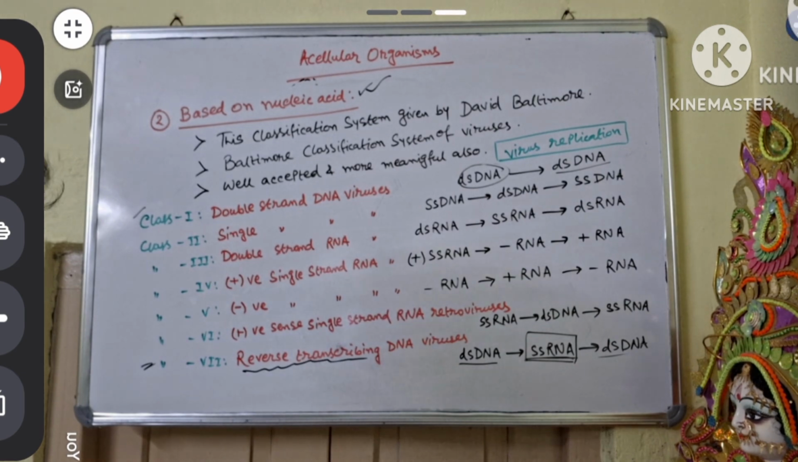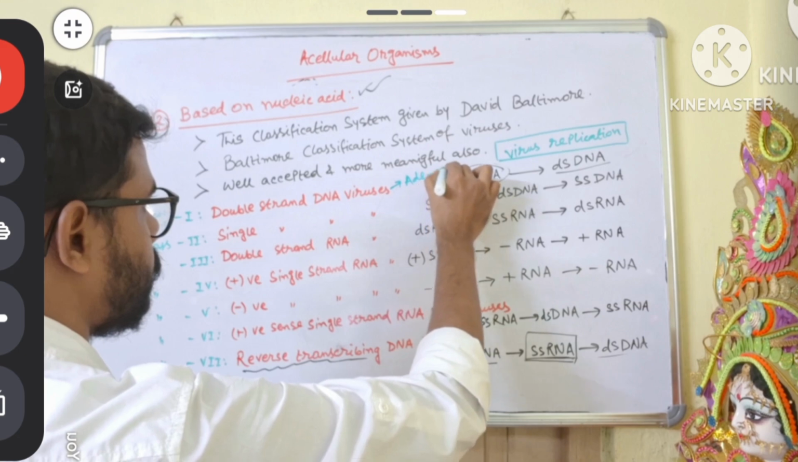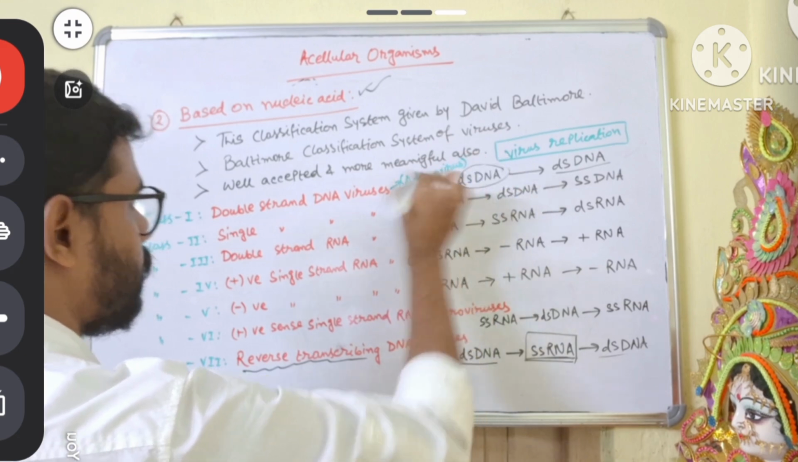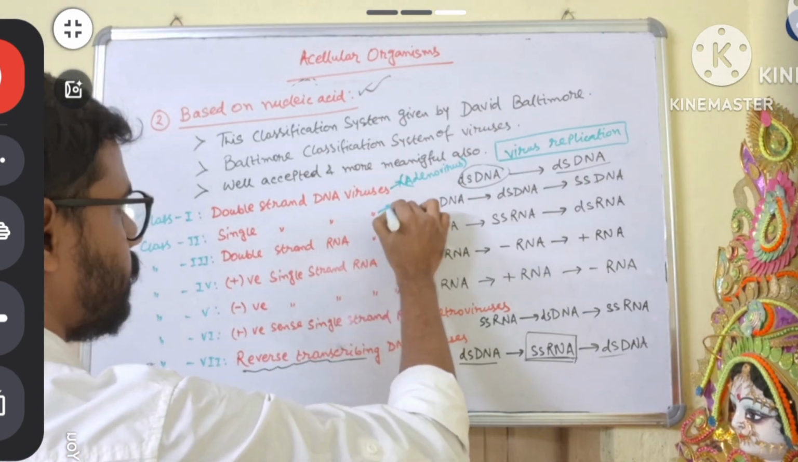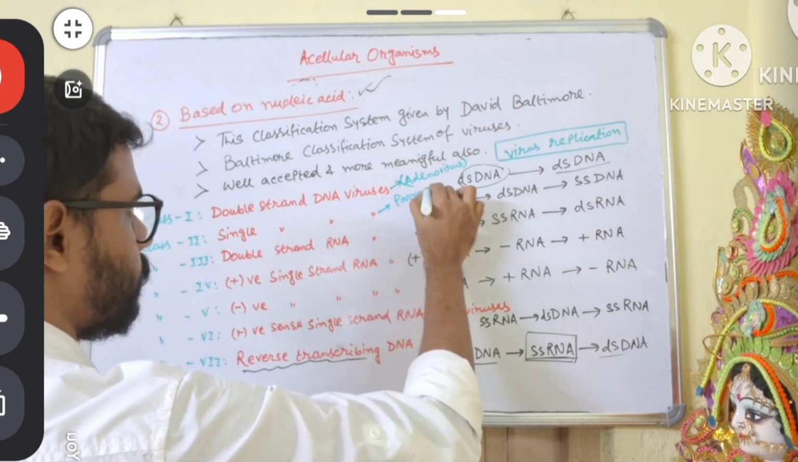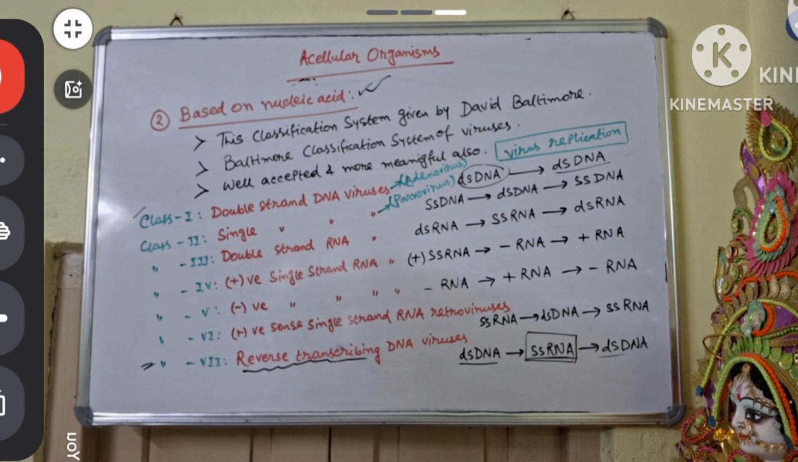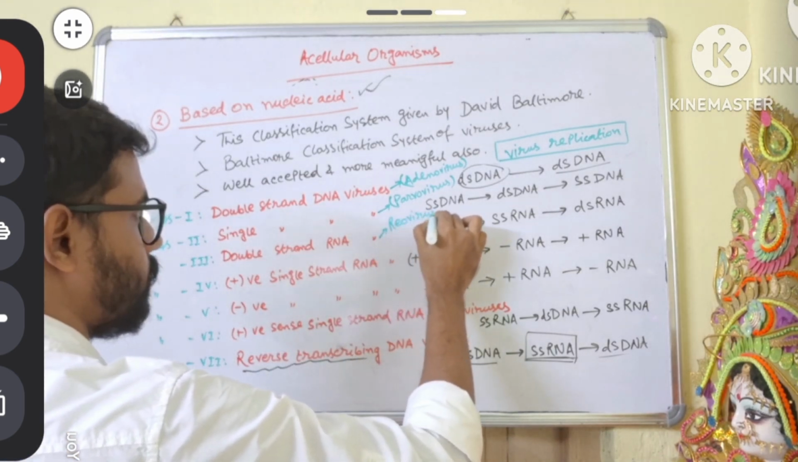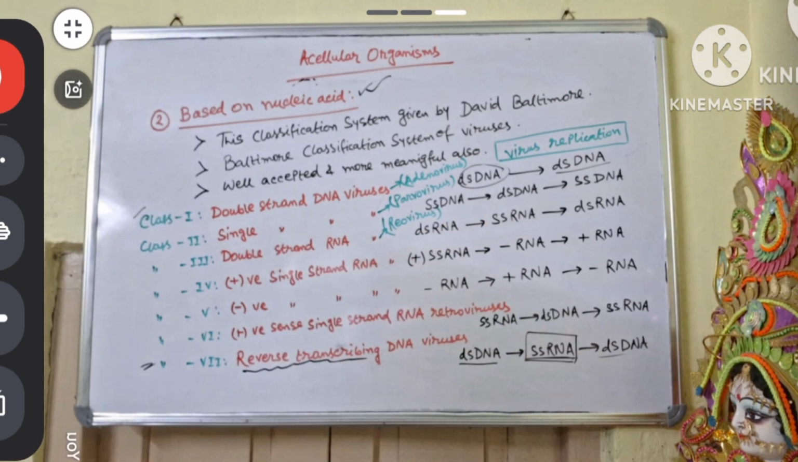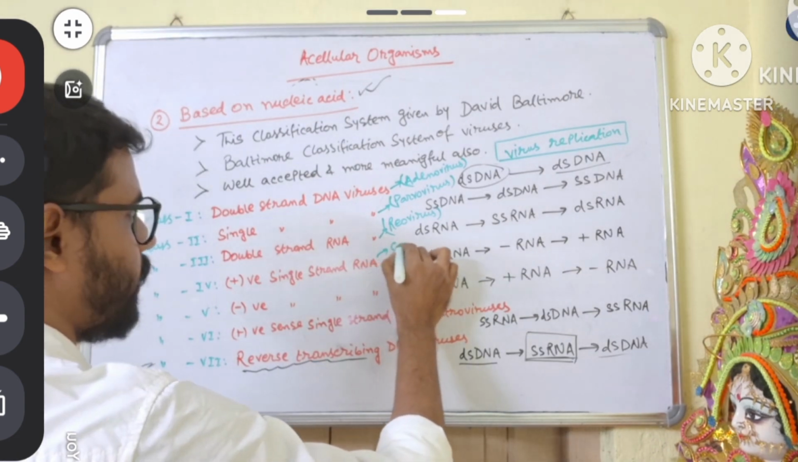Double strand DNA virus, example, adenovirus. Class 2 virus, example parvovirus. Double strand RNA virus, example reovirus. Positive single strand RNA, coronavirus.